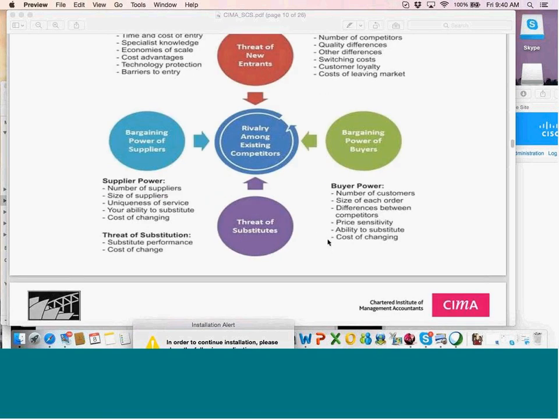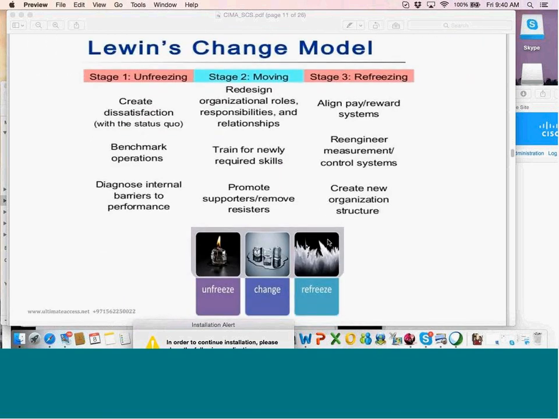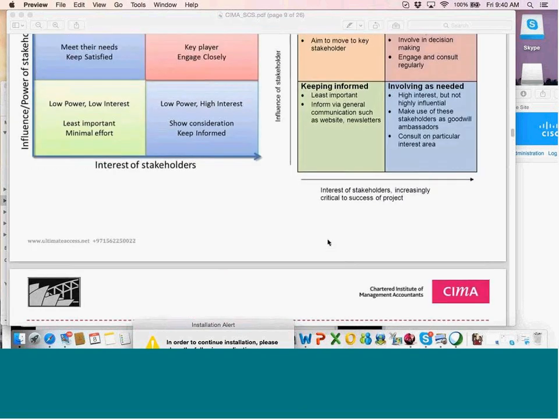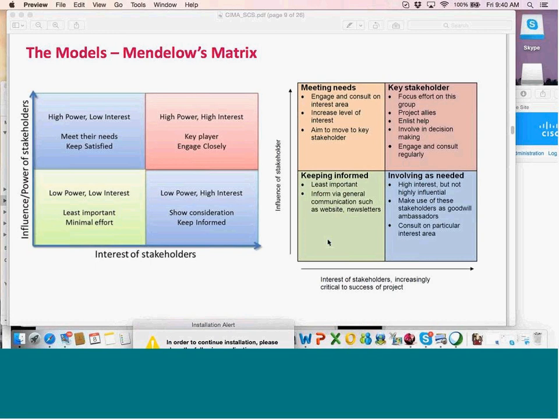The next model is Lewin's change model, and you also have to look at Kotter. Look at these two and summarize these things. As homework, send me some interesting points that you see on Mendelow's matrix in the industry that we're in. That gives you the opportunity to research and look at it.